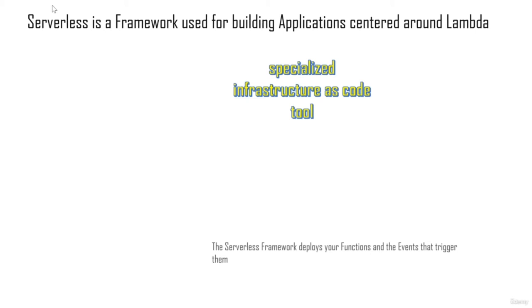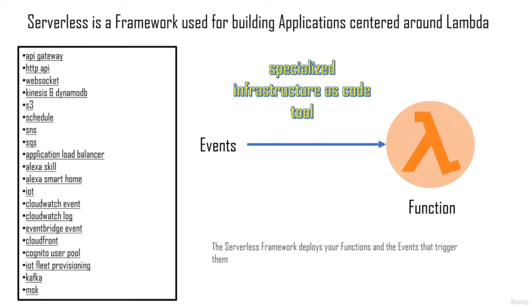So there are two important concepts that I would like you to know before we proceed. The first concept is called the function. Now, this function is basically the code that you would be executing in Lambda. And then there is the event which would trigger that particular code. So these two form the foundation of the Serverless Framework. And you should always keep in mind that for every serverless application, there would be a function and then there would be an event to trigger that particular function.